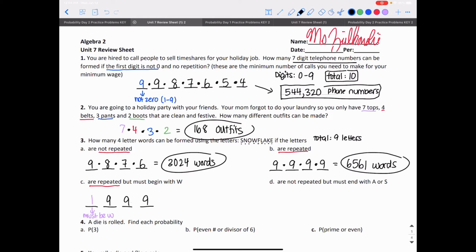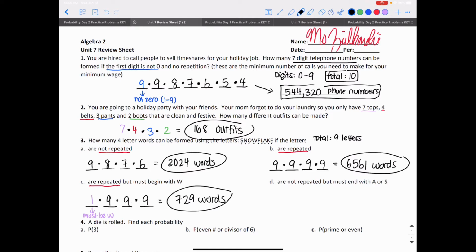I want to know how many 4-letter words on a whole, so I'm going to take each one of these categories for each letter, the options for each letter. I'm going to multiply them together to get 4-letter words possible, and that's going to be 1 times 9 times 9 times 9, which is 729 words.